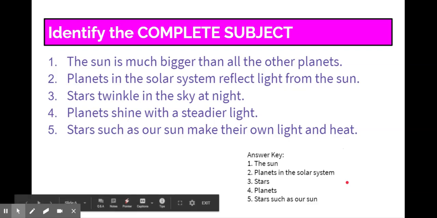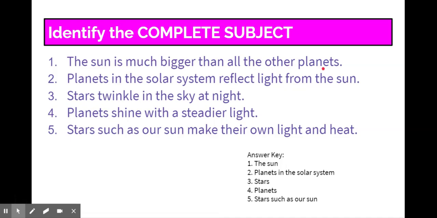Here's the answer key. So number 1, the complete subject of the sentence, the sun is much bigger than all the other planets. It's not just the word sun, it's the sun. Complete subject. So there's going to be multiple words usually, or talk about multiples of the same word. We'll see that in the number 3. Planets in the solar system reflect light from the sun. What's the complete subject? Planets in the solar system. Not just planets, planets in the solar system.